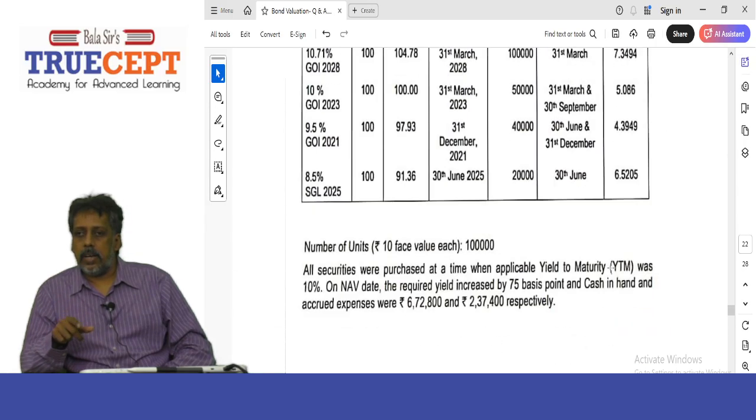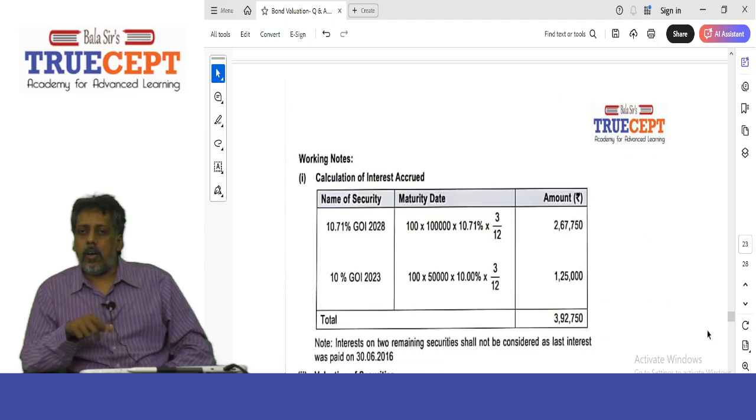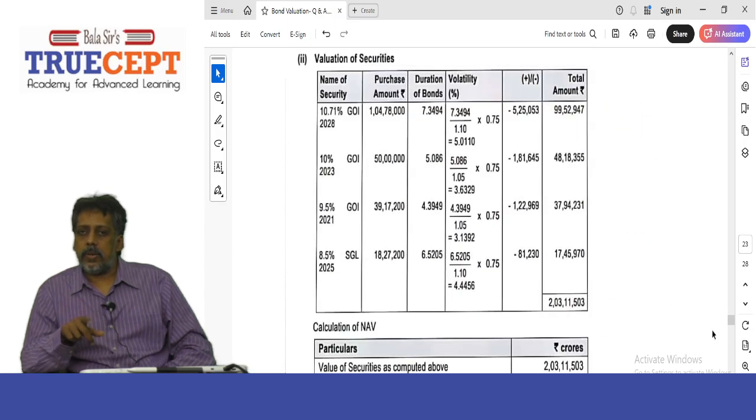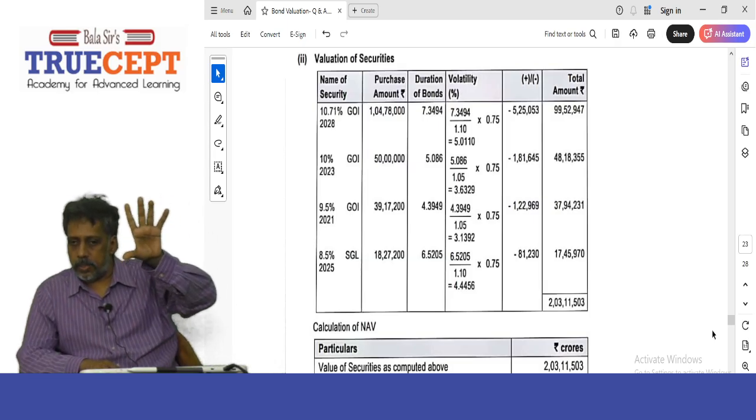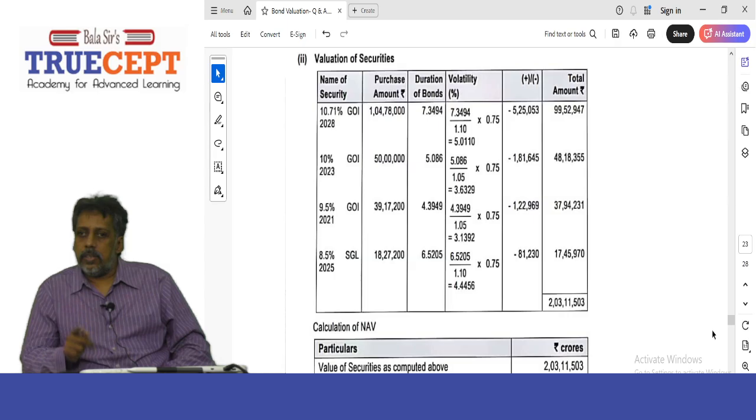40,000 bonds into rupees 97.93. That's it. How much? 39,17,000. Okay. Now to find the volatility, what are you going to do? Again, take the duration in years given. 4.39. Again by 1.05 because it's a semi-annual pay bond.